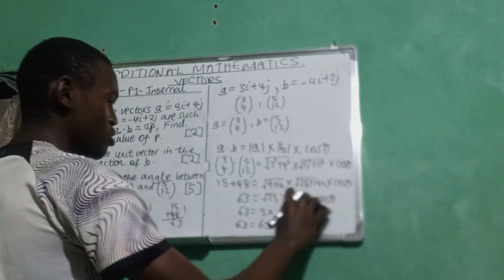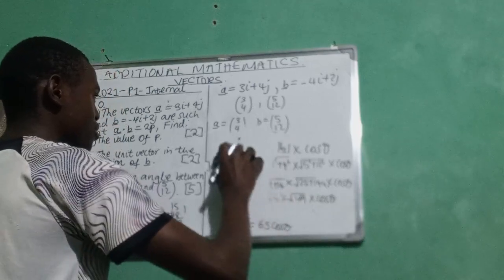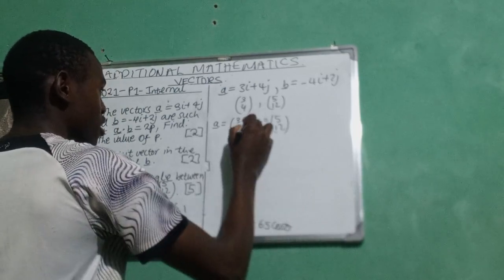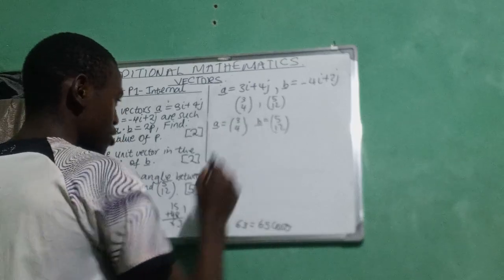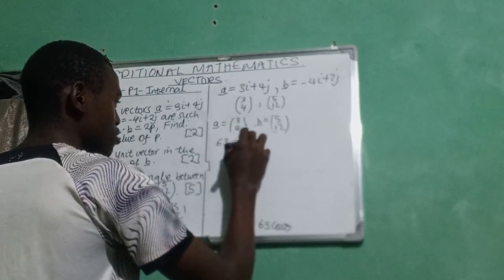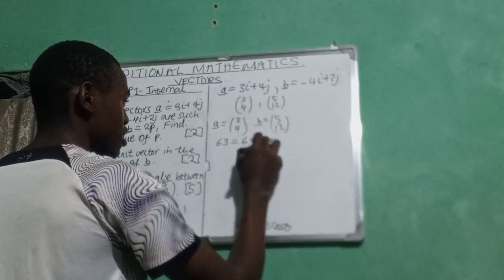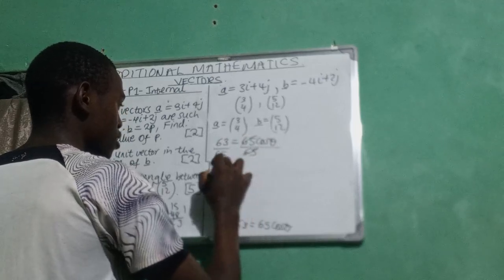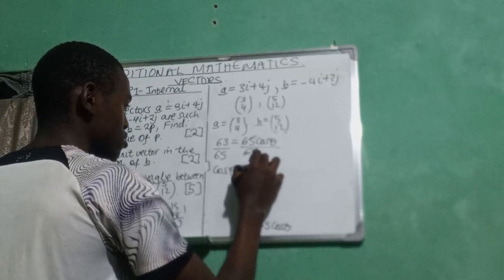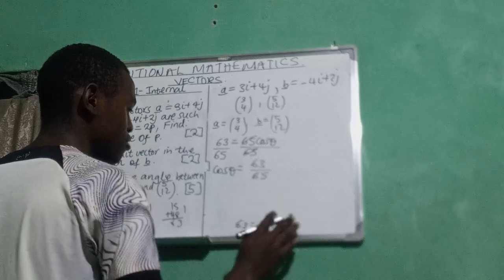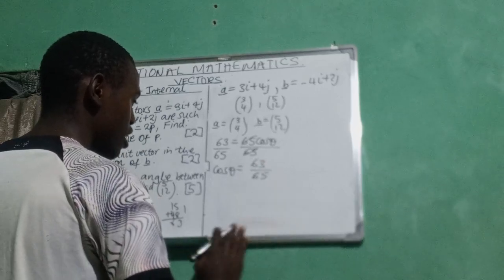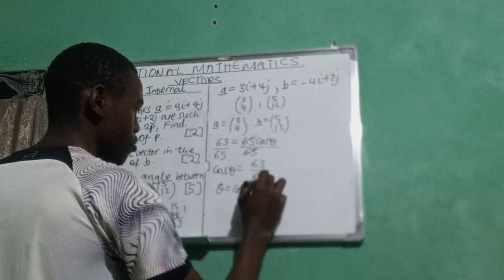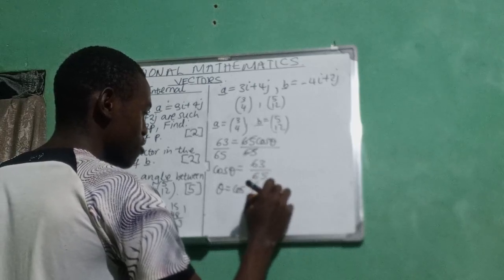Then, when we reach this point, we can just now erase upwards. We need to create space. Okay. So we are saying 63 is equal to 65 cosine theta. We divide by 65, we divide by 65. Cosine theta is equal to 63 divided by 65. So we can clean up there. Theta will be equal to cosine inverse, or the arc inverse, of 63 divided by 65.